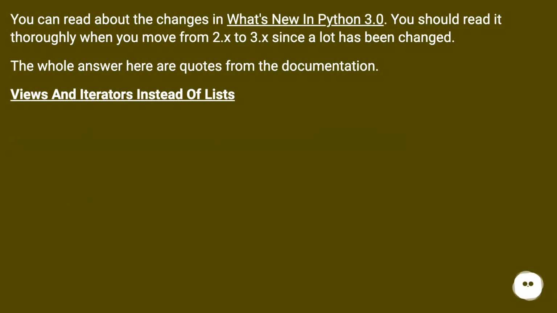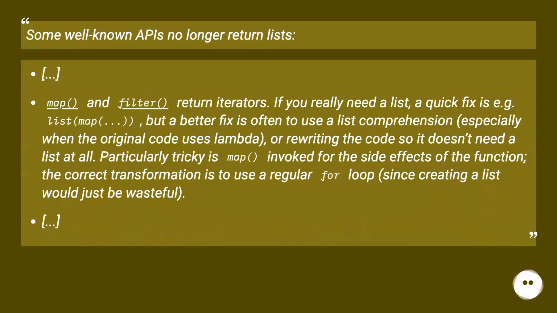You can read about the changes in What's New in Python 3.0. You should read it thoroughly when you move from 2.x to 3.x since a lot has been changed. The whole answer here is quotes from the documentation. Views and iterators instead of lists. Some APIs no longer return lists. Map and filter return iterators.